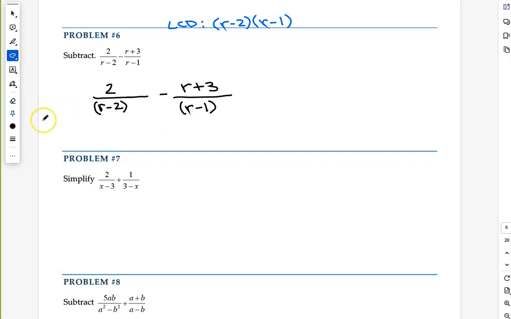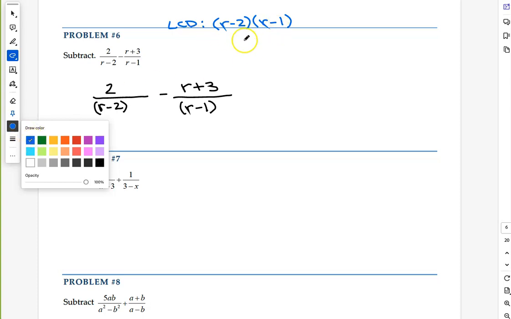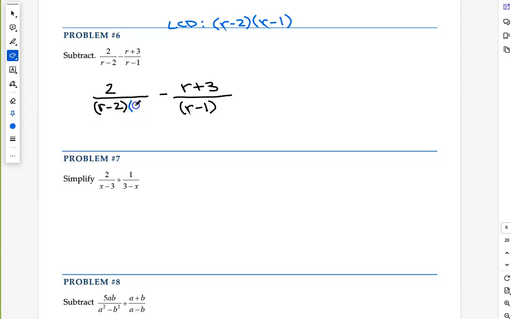Okay, so looking at this, what factor is this first denominator missing that we see is in our LCD? The r minus 1. Yeah, so we're going to multiply the bottom by r minus 1, which means we need to multiply the top by r minus 1. Okay, how about this second fraction? What's missing here? The r minus 2. Mm-hmm. So if we multiply it on the bottom, we'll also multiply it on the top.